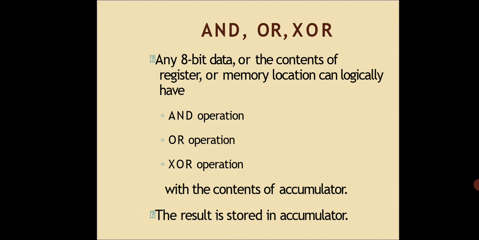Any 8-bit data or the contents of a register or memory location can have an AND operation, OR operation, or XOR operation. Logical operations on 8-bit quantities are defined as operations on respective bits. This is a single byte instruction which carries out logical ANDing, ORing, XORing operations. The result of these is stored in the accumulator.